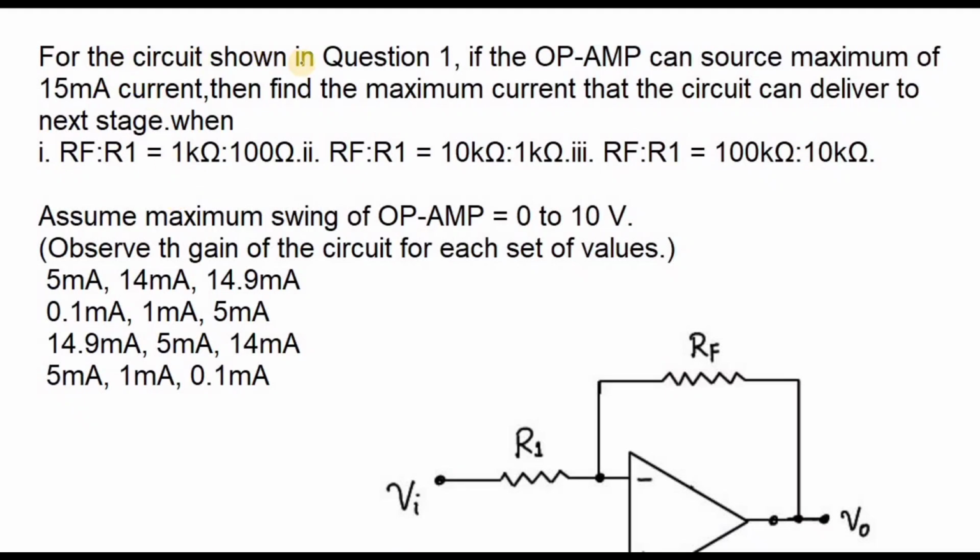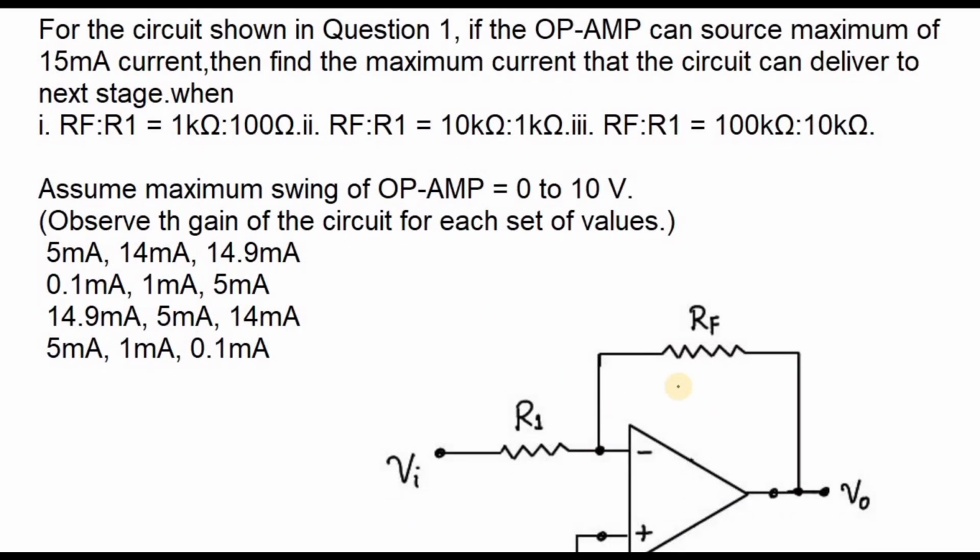Let's discuss the first problem. For the circuit shown in this figure, the op-amp has a source of maximum of 50 milliamps current. That is the maximum current value, Imax, they are given. It is given as 15 milliamps, right? Then find the maximum current that the circuit can deliver to the next stage. So this is my maximum current, Imax. This is what they are asking.